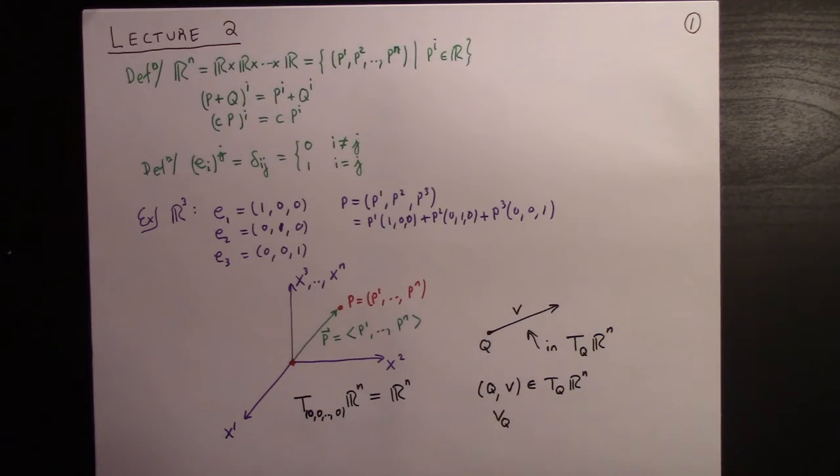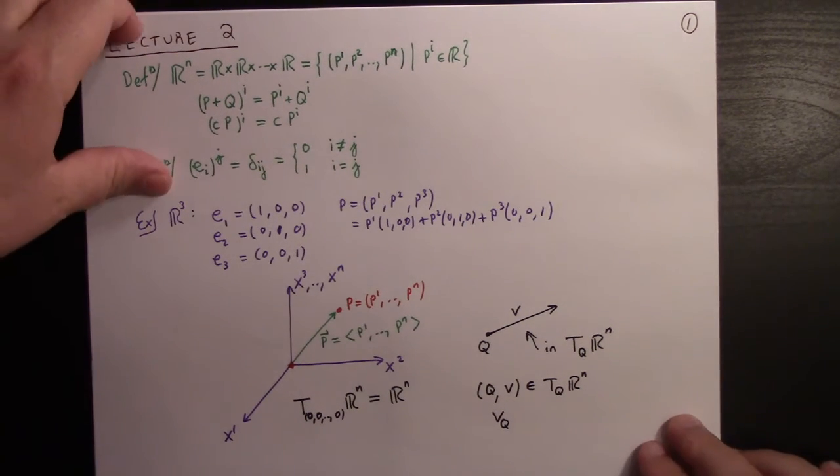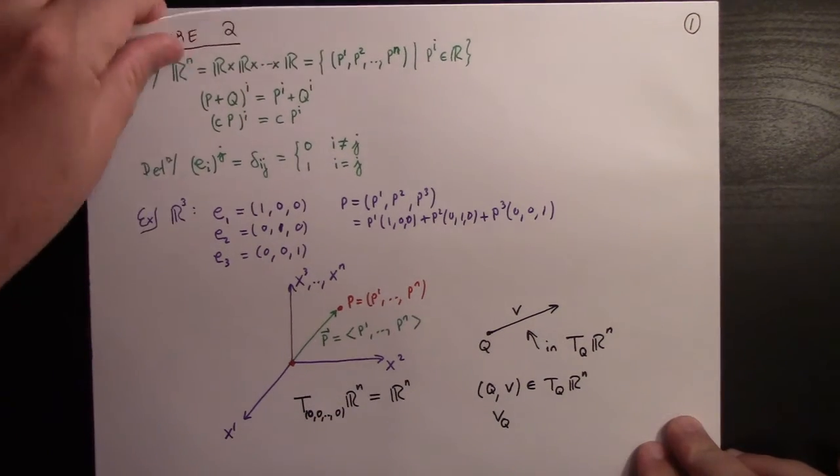Now, sometimes you want to think about more than just one tangent space. You want to think about all the tangent spaces. And that brings us to what's called the tangent bundle.